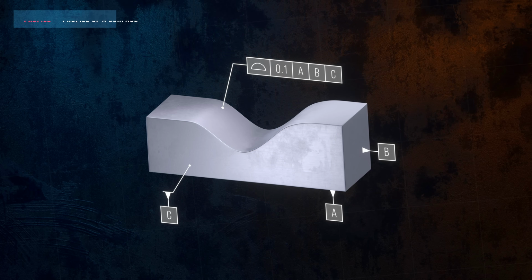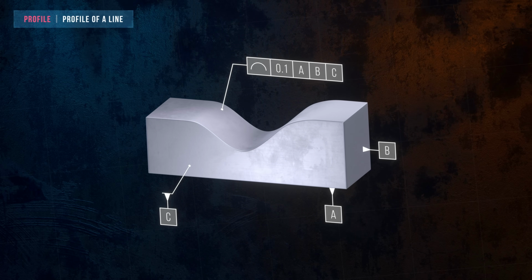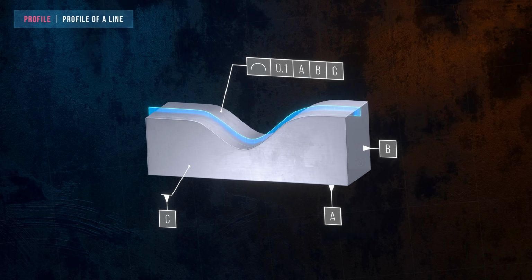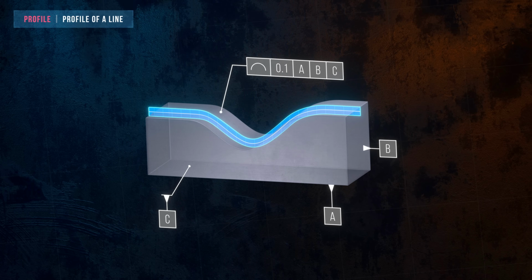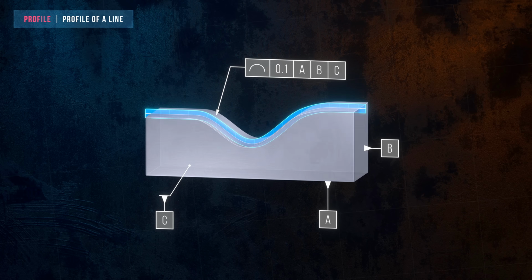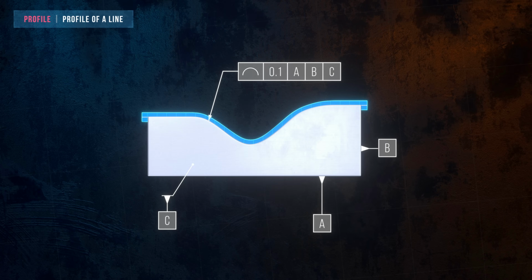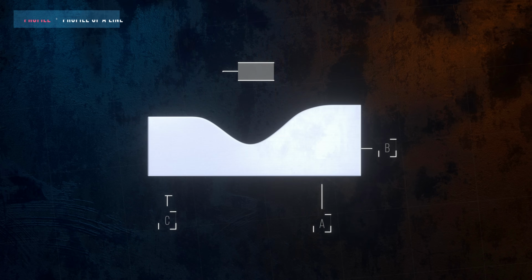Profile of a line is similar to profile of a surface, but it controls individual line elements of a surface instead of the entire surface at once. The inspection of complex profile tolerances can be difficult without a CMM, although it really depends on the application and the complexity of the surface. In some cases, profile tolerances can be used instead of other tolerance types. Applying a profile of a surface tolerance to a single nominally flat surface without datums, for example, is the same as applying a flatness tolerance.